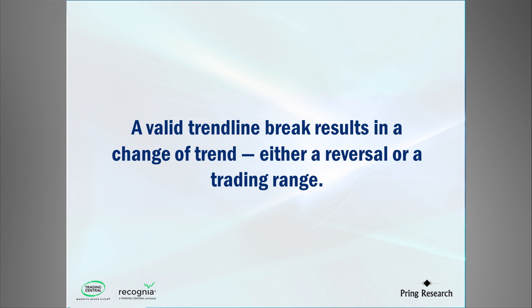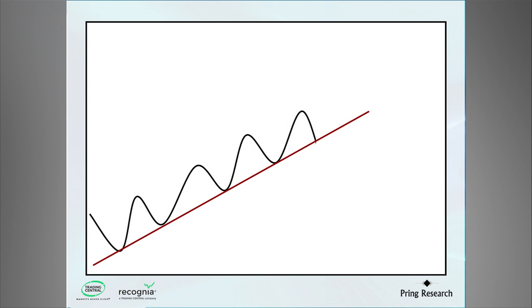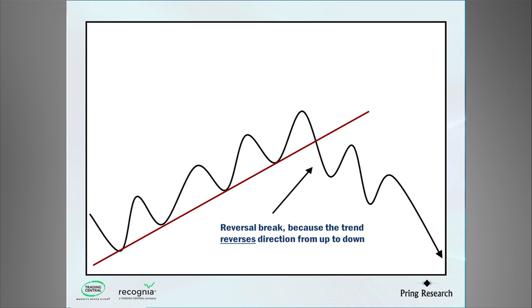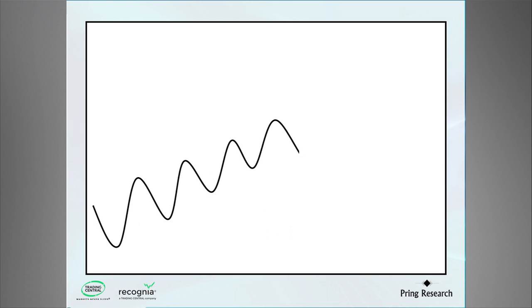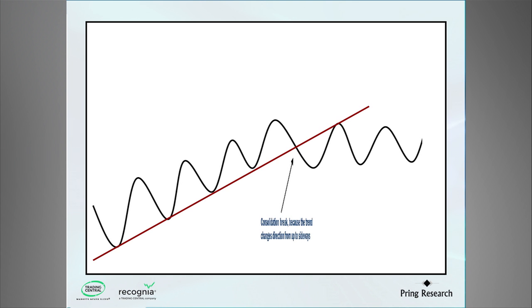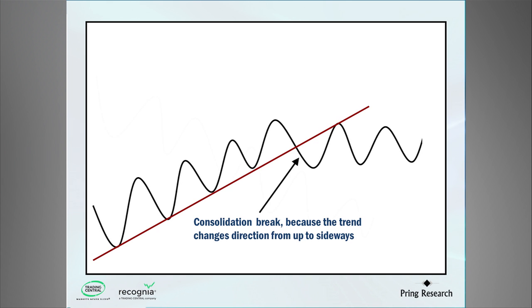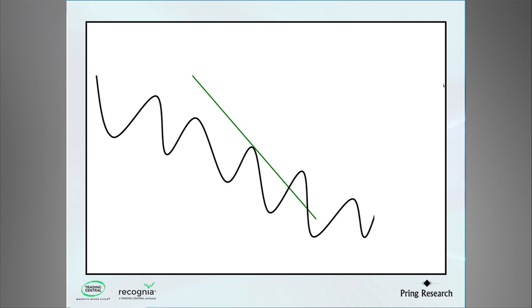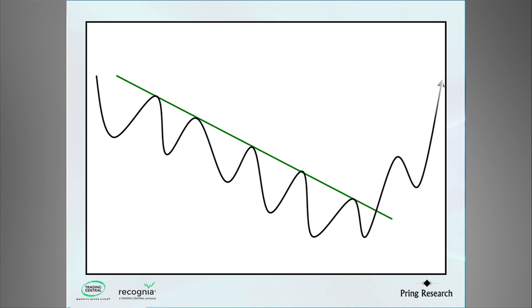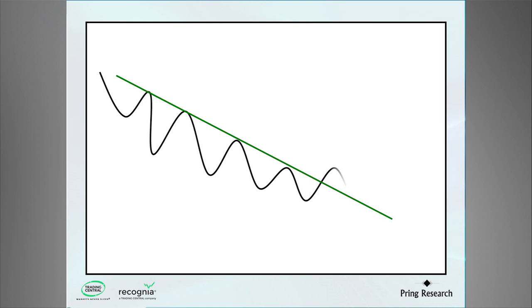A valid trend line break results in a change of trend, either a reversal or a trading range. In this example, the trend line violation results in a reversal as the trend changes to a downward one. Here the result is different, as the line is penetrated and the price action that follows is a trading range. In this instance, the downtrend line break is followed by a reversal. But for this one, it's a consolidation, which is later followed by a breakout to the upside.